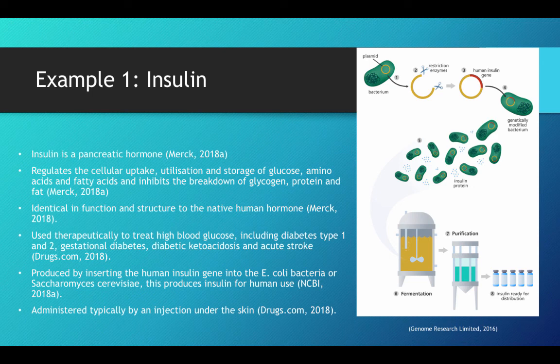Recombinant insulin is used therapeutically to treat high blood glucose, including diabetes type 1 and 2, gestational diabetes, diabetic ketoacidosis, and acute stroke. It is produced by inserting the human insulin gene into the E. coli bacteria. The bacteria are fermented and purified, which produces insulin for human use. It is typically administered by an injection under the skin.